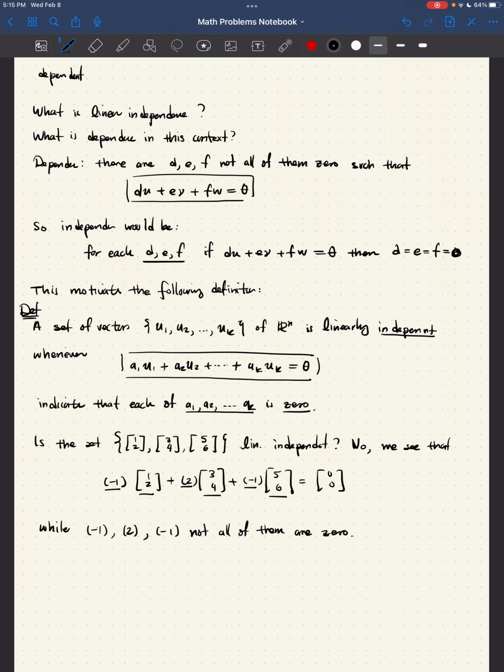Well, next thing, how do we test for linear independence?